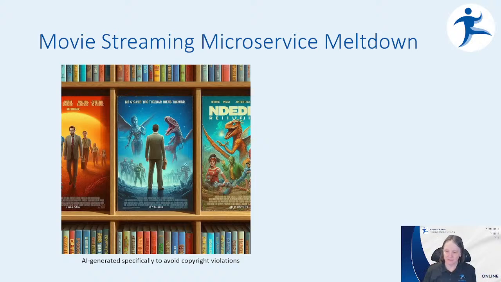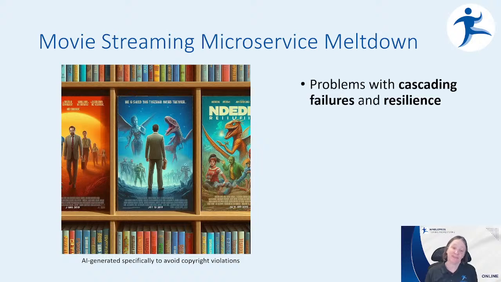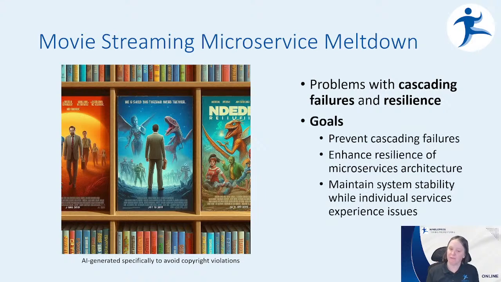So users trying to view this information might encounter errors and timeouts, and the user experience is usually not that great. These are problems with cascading failures and resilience. This is also a problem usually with the architecture and the way it was built. Because with microservices, you want them independent. You don't want them dependent on each other. So again, preventing cascading failures, enhancing our resilience, and maintaining that system stability.